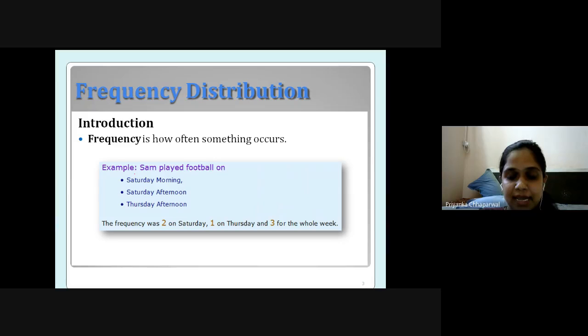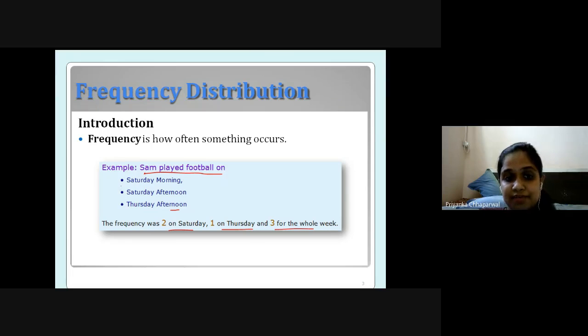Suppose I am taking an example. Sam played football on Saturday morning, Saturday afternoon and Thursday afternoon. Then the frequency was 2 on Saturday, meaning on Saturday he played football two times. So the frequency for Saturday is 2, 1 on Thursday, and you can write 3 for the whole week. So it is the frequency.